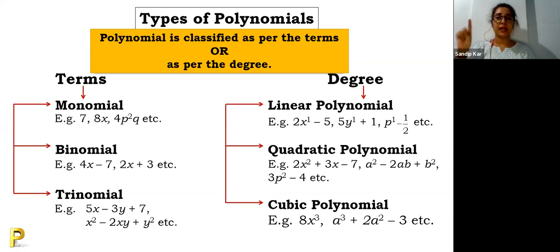According to the degree, again we have three types. First we have linear polynomial, that is highest power is 1. Second we have quadratic polynomial, highest power is 2. And cubic polynomial, highest power is 3. I hope you don't have any doubts in this part. Let's move towards the next part.